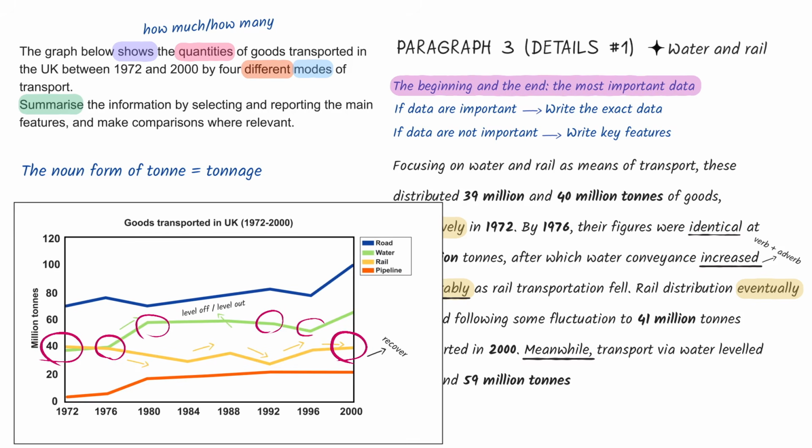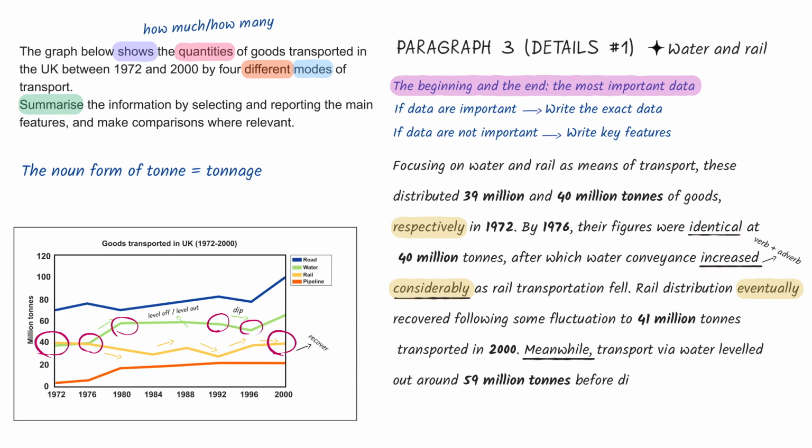Now here in 1996, we see a very small, let's say, decline, all right? Not that much considerable decline. So the word we can use here is dip, all right? Dip. Now, we should say before dipping in 1996, and what happens after that? There was a rise from 1996 up to 2000, right? And then rising to 62 million in 2000. Again, I write the exact data at the end of a period, at the end of a line graph.